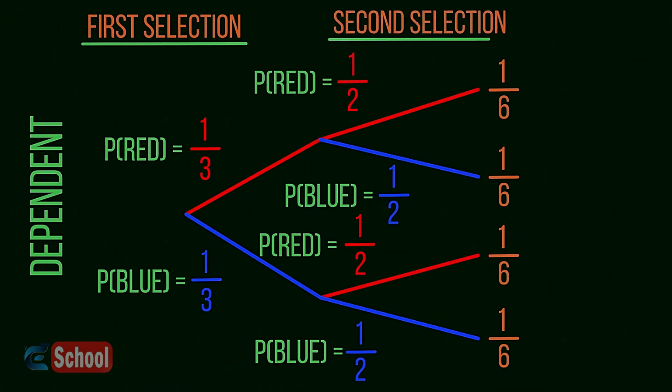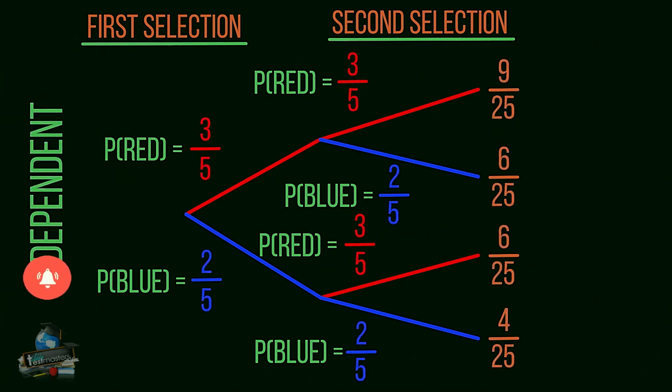Dependent tree diagrams occur when the second probability is affected by the first. For example, if a coloured counter is chosen and not replaced, the second probability is changed. Independent probabilities are completely separate from each other, and so the second choice remains the same, no matter the first. These types of tree diagrams are often easier for this reason.